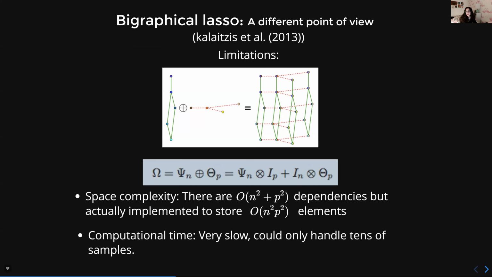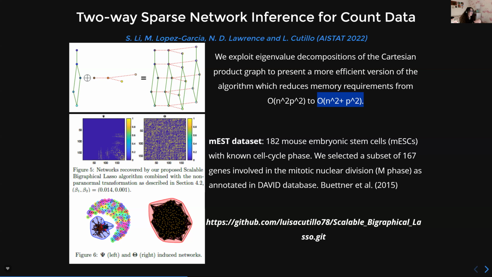And this reduced the memory requirement to what we really wanted. This is an example of application on a mouse embryonic stem cell data set with 182 mouse embryonic stem cells and a subset of genes involved in mitosis. On synthetic data, we had very good accuracy, and also in real data, everything that we had here made sense, because this was checked with the biologists.